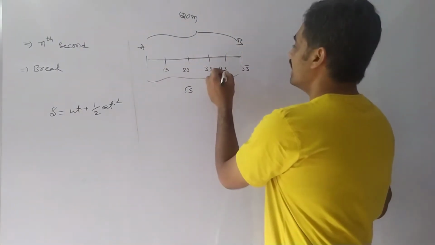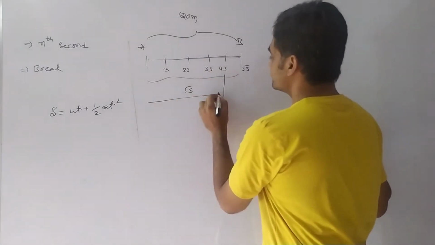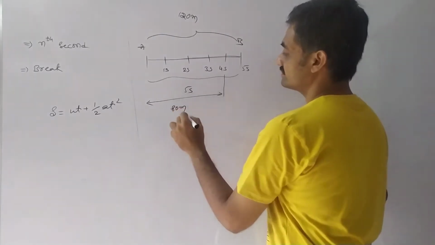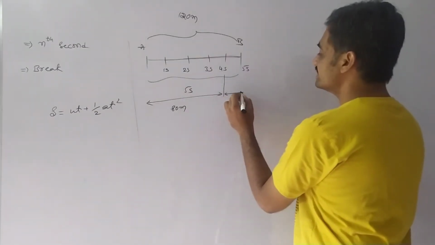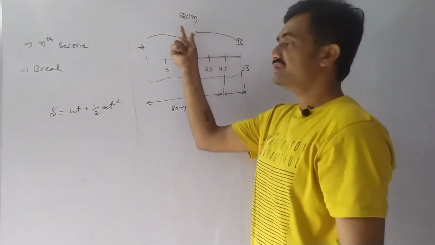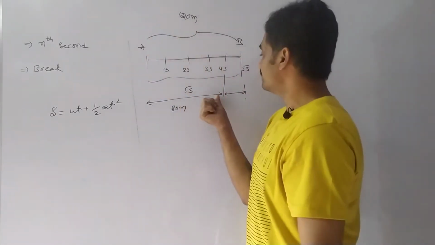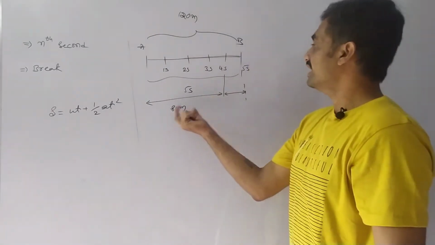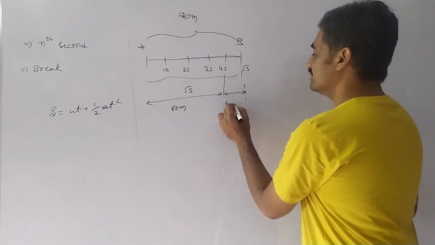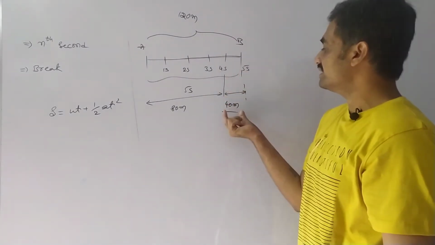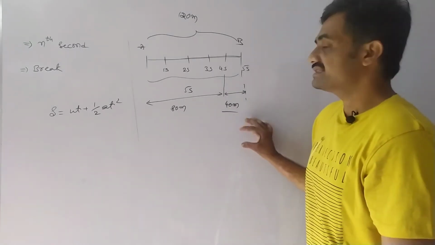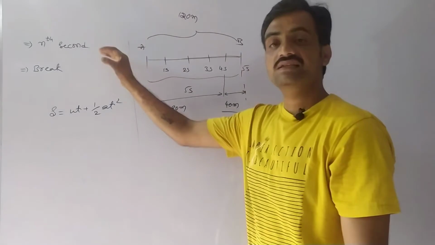Consider that up to 4 seconds the body has travelled a distance of 80 meters. To find the distance travelled by the body in the last second, we know the total distance is 120 meters and up to 4 seconds it has travelled 80 meters. So 120 minus 80 is 40 meters. In this case we can say directly that in the last second it has travelled 40 meters. Whereas in general, the question does not give it directly.